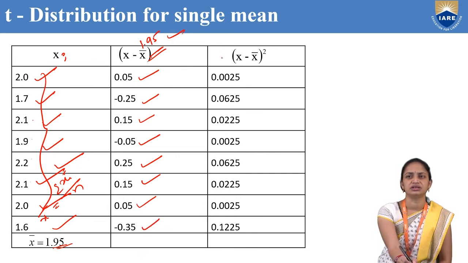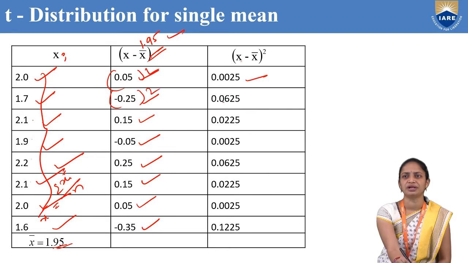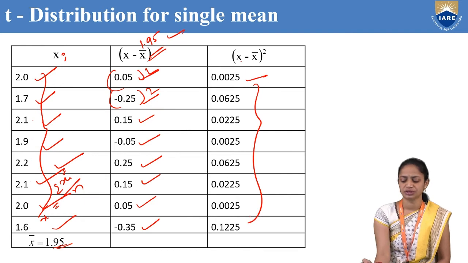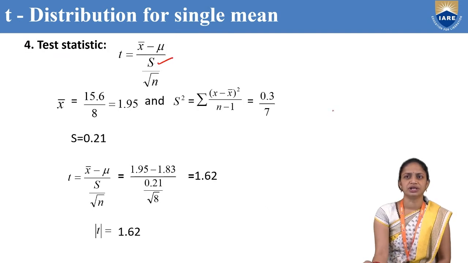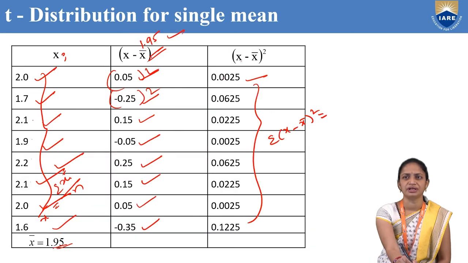So this is x minus x bar whole square. Minus 0.25 whole square is 0.0625. Like that, this whole square gives these values. We need the summation of xi minus x bar whole square, so that value we can find after adding 0.0025 plus this one plus 0.0025 plus 0.1225, and then we will get the summation.